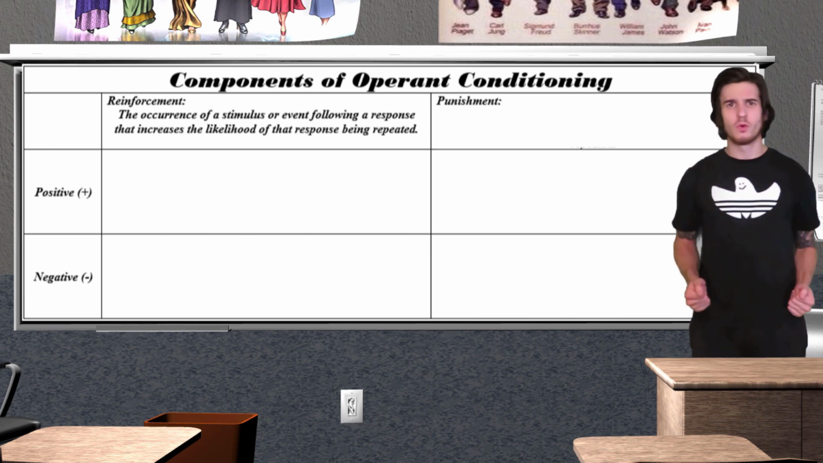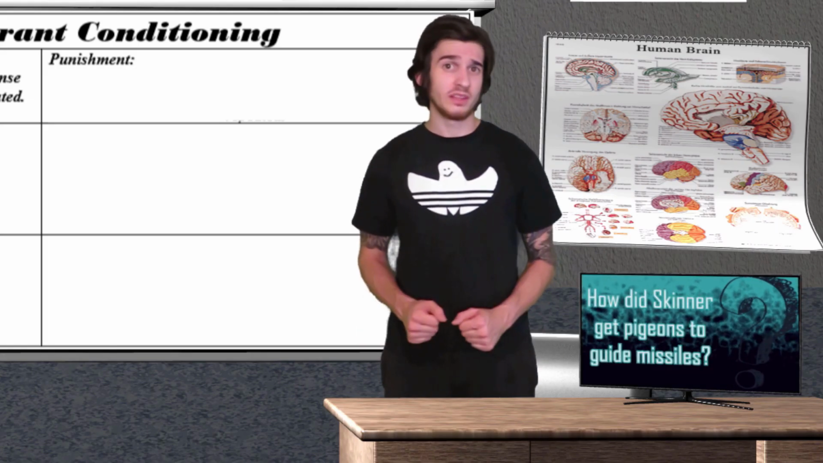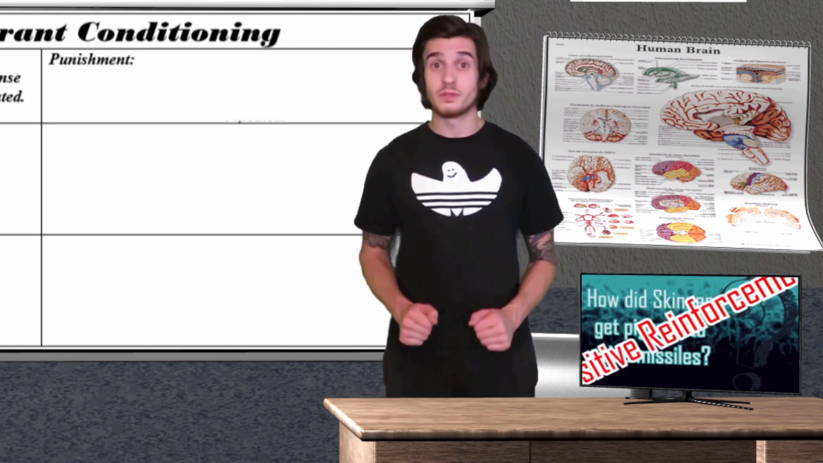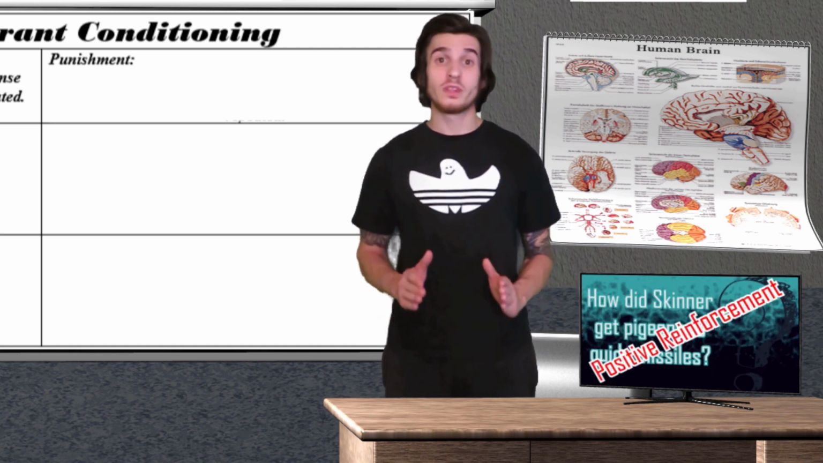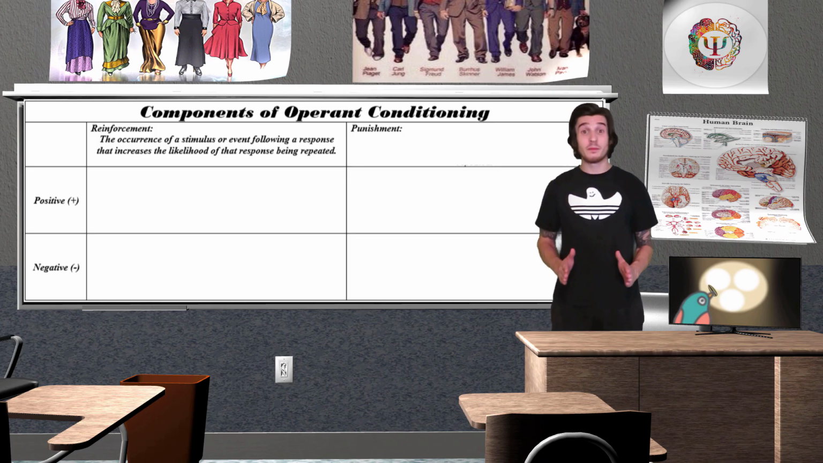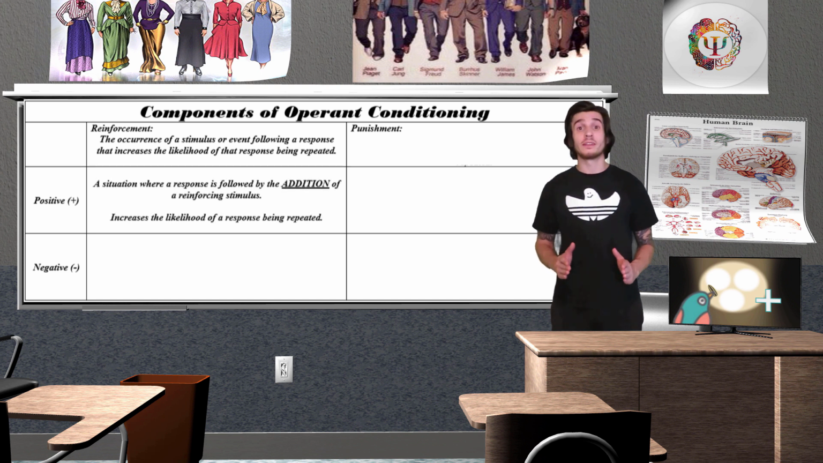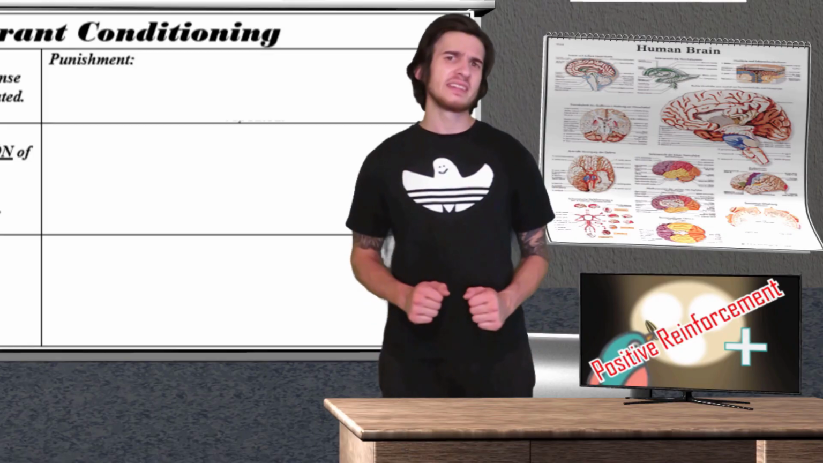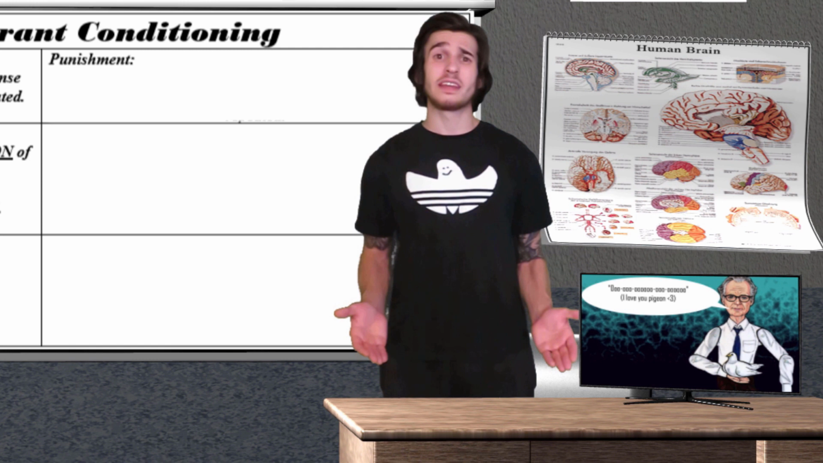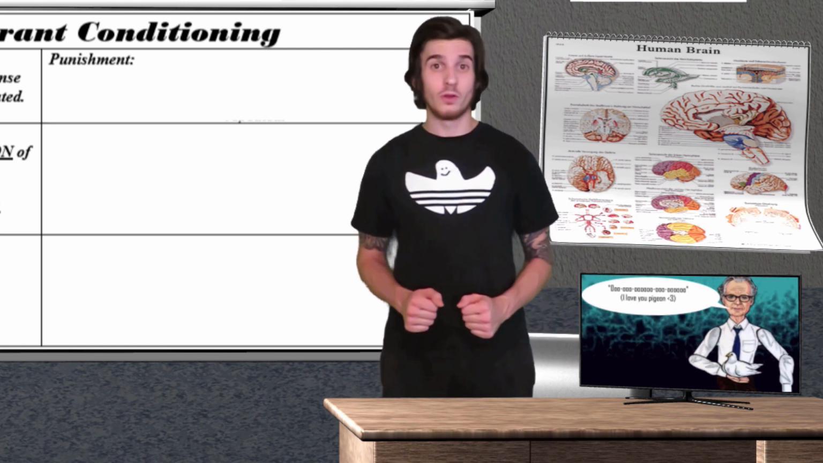So let's go back to our original question. How exactly was Skinner able to get the pigeons to guide the missiles? He basically just uses the principles of positive reinforcement to teach the pigeons. Skinner would reward the pigeons with food every time it achieved the desired behavior. Since something is being added to the situation to increase the behavior, we can conclude that this is positive reinforcement. So going back to what I said previously, how exactly did Skinner get the pigeons to complete the desired behavior in the first place? Since Skinner can't speak pigeon, at least I don't think he can, he had to use some type of alternate method.